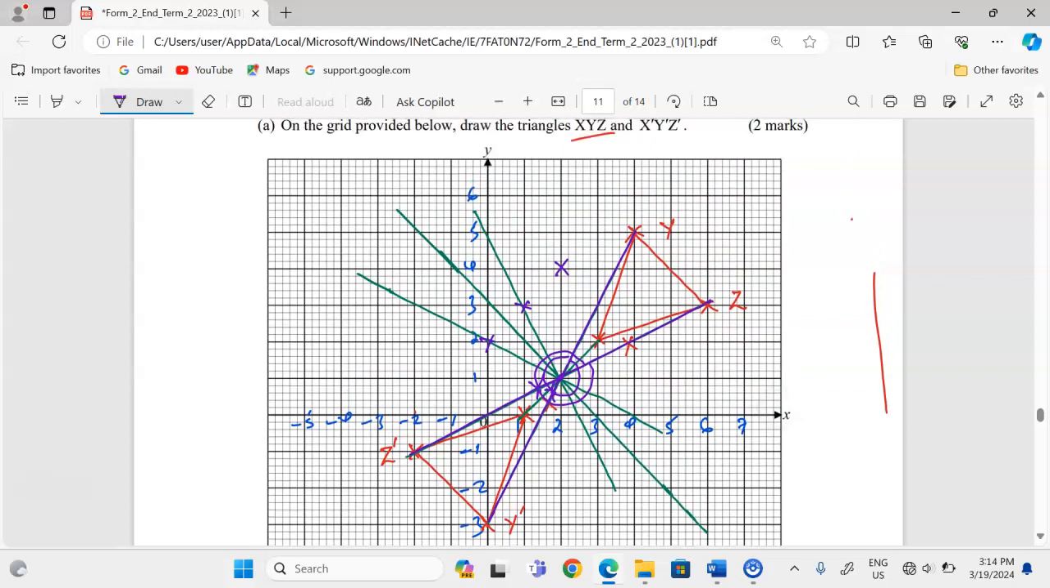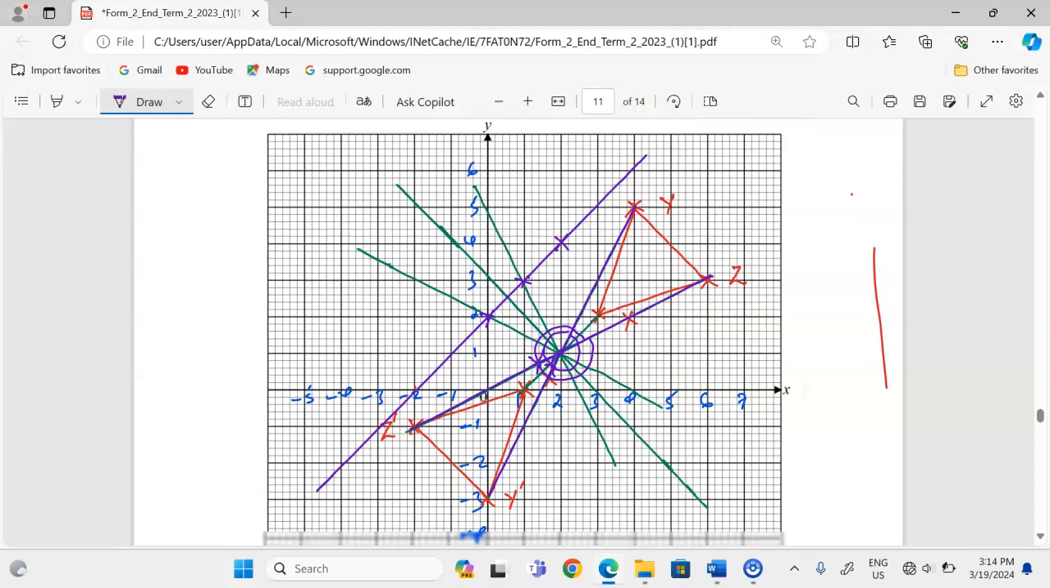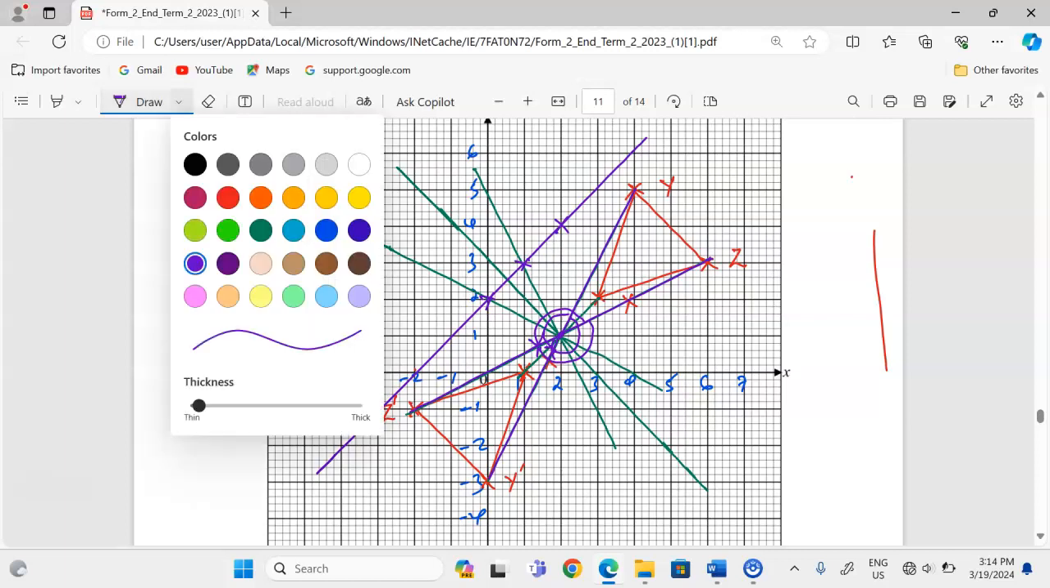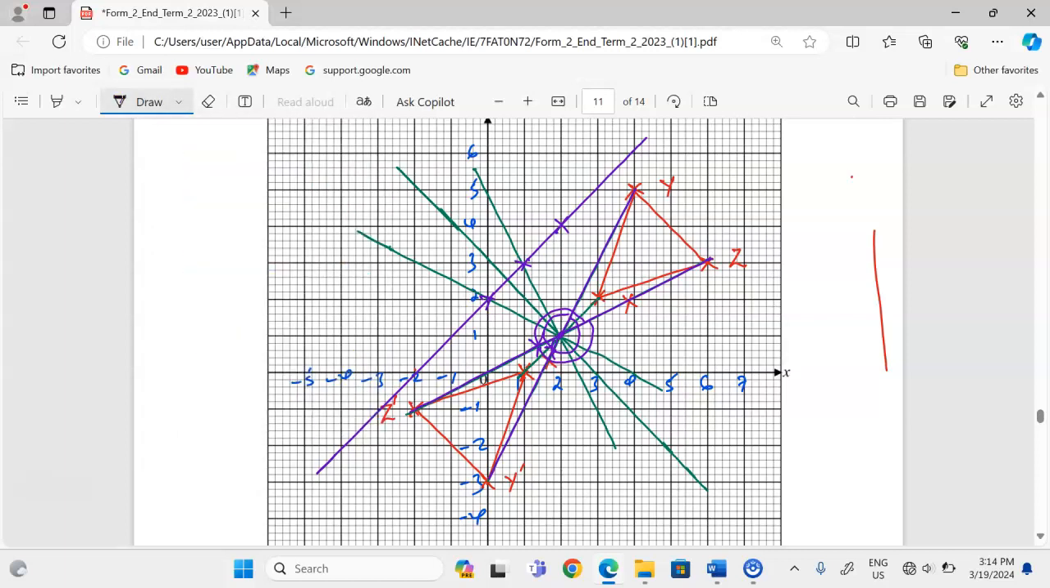The mirror line. So the mirror line has been drawn now. That is where we are going to reflect the first image. So we connect the points using very straight lines to the mirror line. Then we proceed an equal distance to the other side.